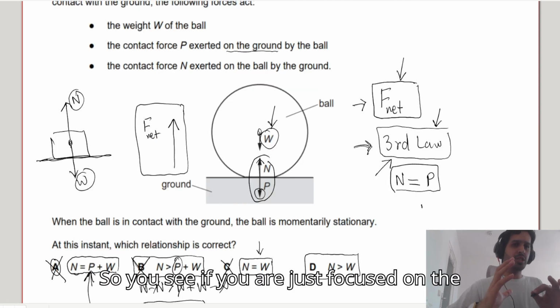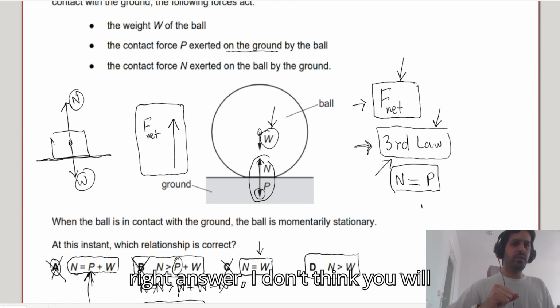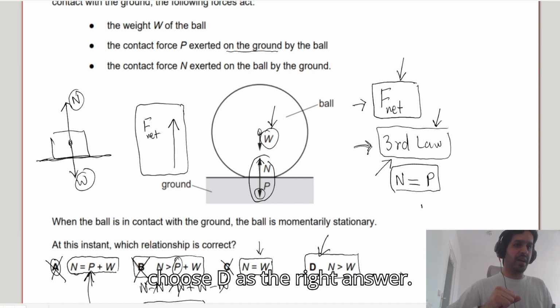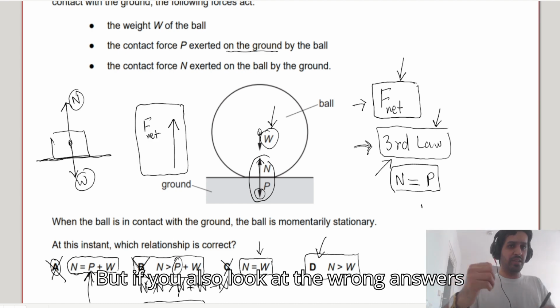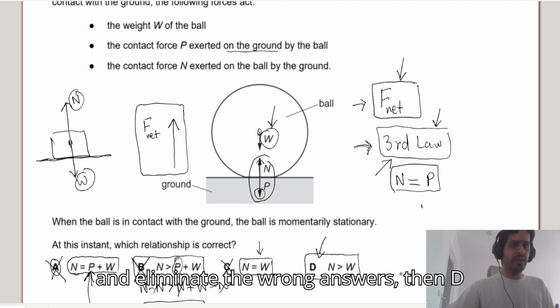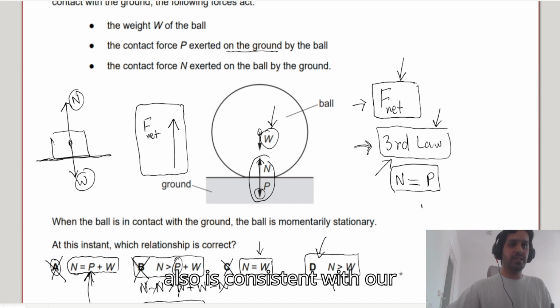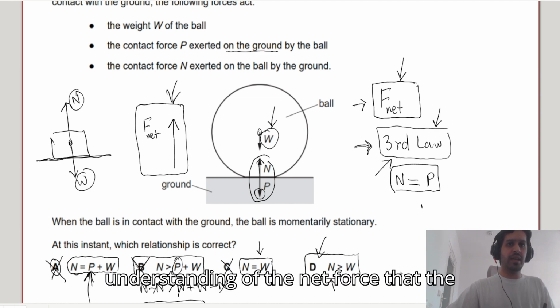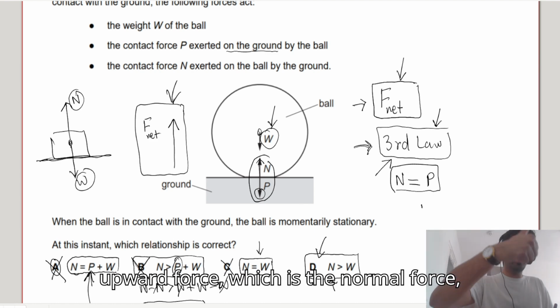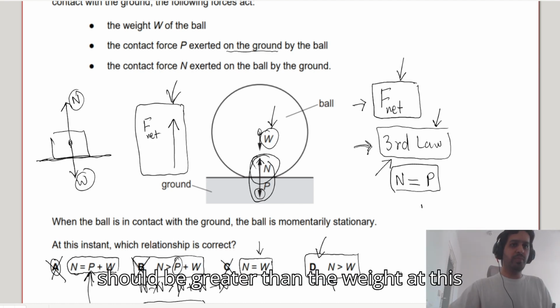So you see, if you are just focused on the right answer, I don't think you will choose D as the right answer. But if you also look at the wrong answers and eliminate them, then D is the only option that you have, which also is consistent with our understanding of the net force, that the upward force, which is the normal force, should be greater than the weight at this instant.